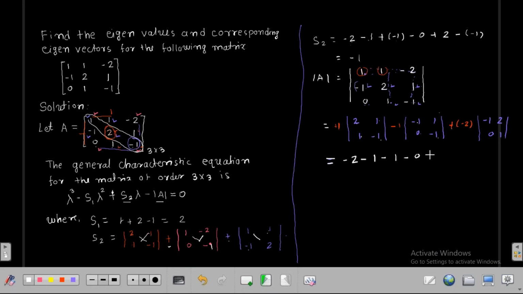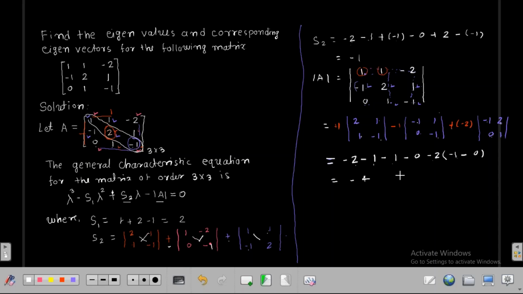Now this plus minus, minus 2 in brackets. Multiply minus 1 into plus 1, which is minus 1. Now write minus, multiply these two numbers: 0 into 2 is 0. Now do the calculation. So minus 2, minus 1 is minus 3, minus 3 minus 1 is minus 4. So it is minus 4.